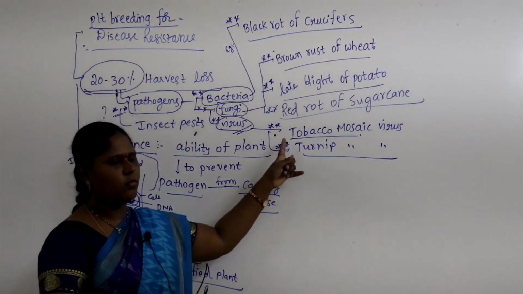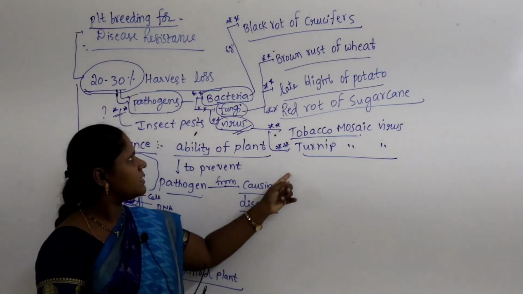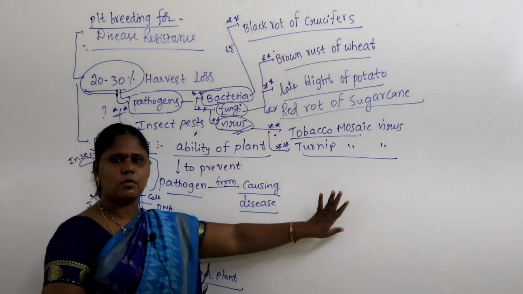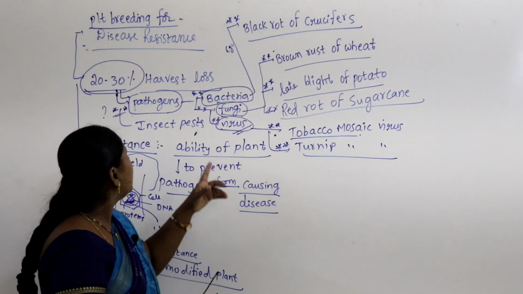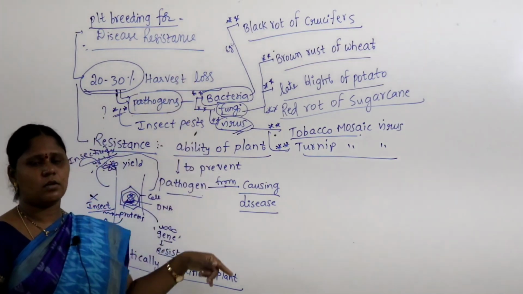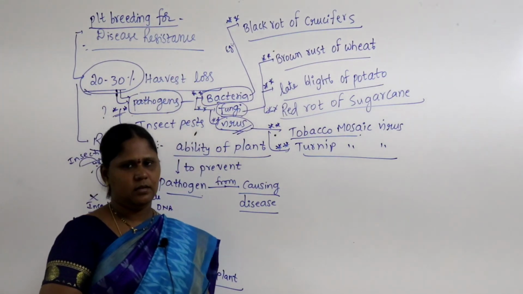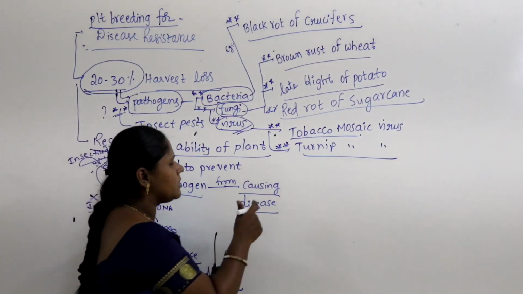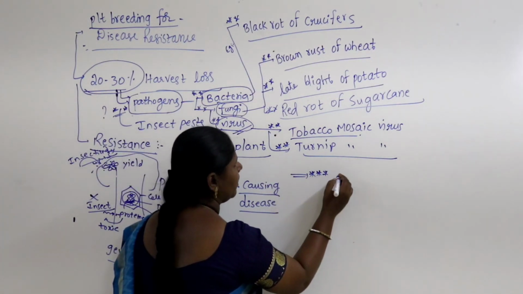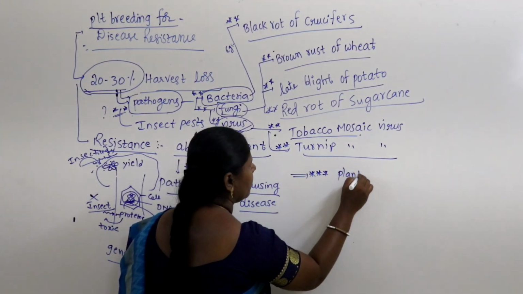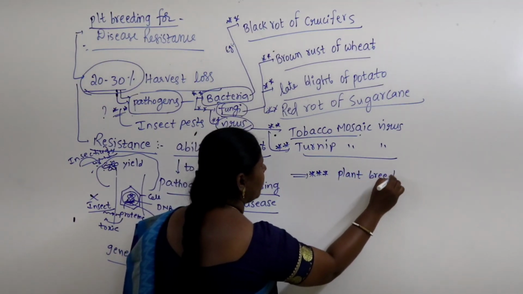Okay, tobacco mosaic virus, turnip mosaic virus. So, we are discussing some examples of the most commonly occurring diseases. Now, I said disease resistant varieties are already being created by the scientists, right. In disease resistant varieties also, the most commonly employed technique is nothing but plant breeding. Mostly we talk about plant breeding.